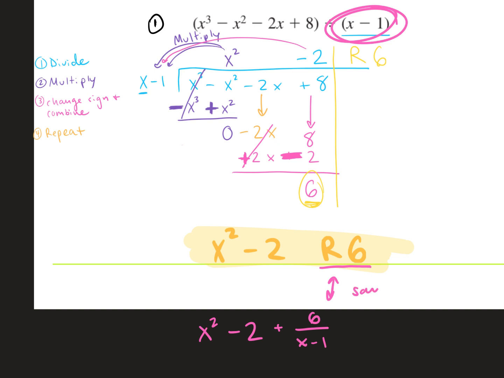So these are pretty much the same. It's just writing the remainder differently. I think this way is easier, so you can write it this way every time if you want to. But just know that if you were taking a multiple choice test, it could be written like this too, where the remainder is just on top of what you divided into.